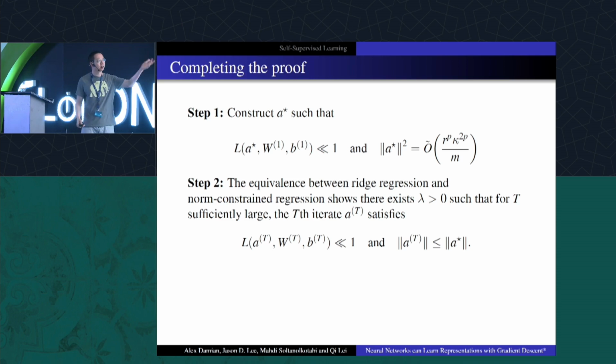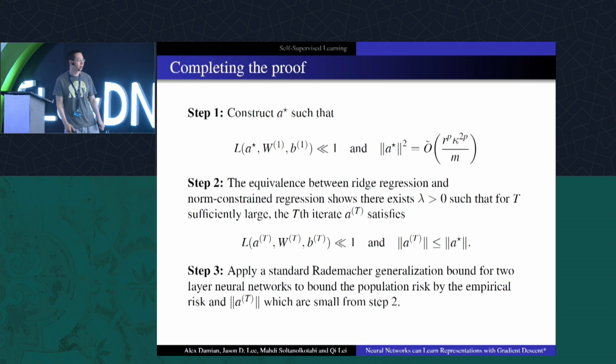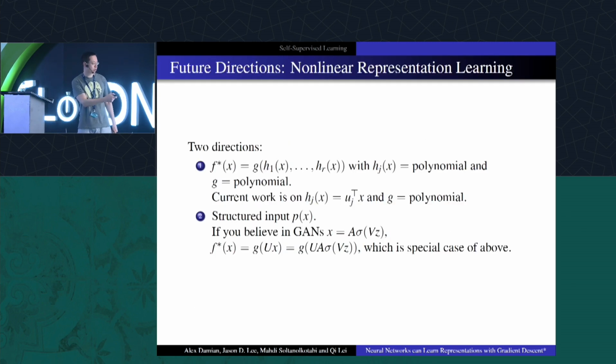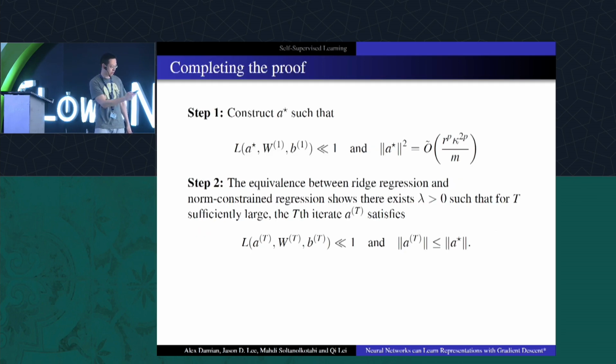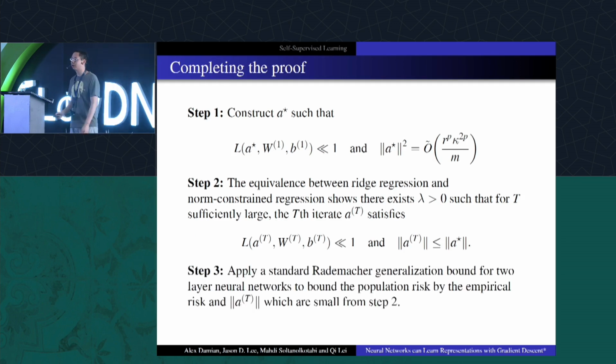Is that this kernel, the kernel induced by ReLUs, can learn polynomials of degree p, which I think most of us know already. So then it's just a standard Rademacher generalization bound for a two-layer network to bound the risk by the empirical risk, and we've made the empirical risk very small, and then it's just a standard generalization bound.